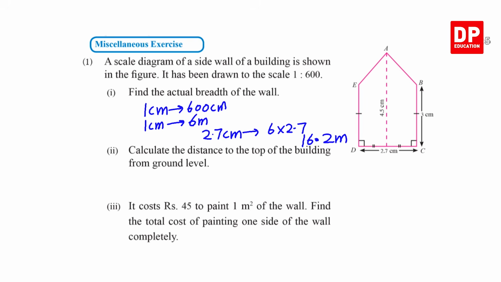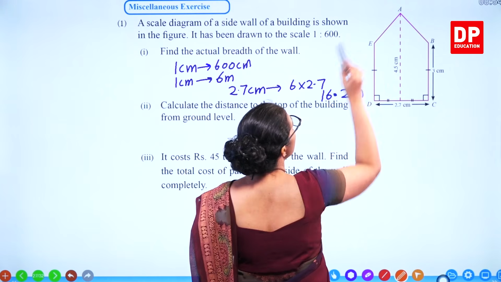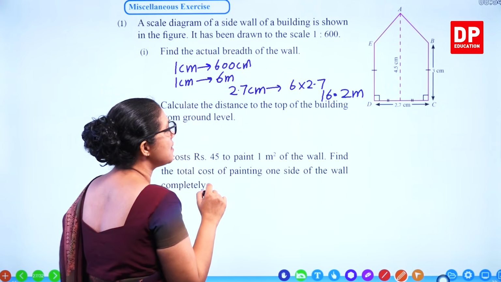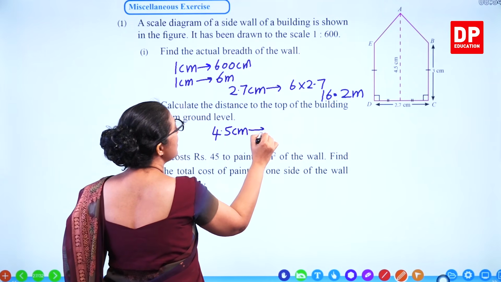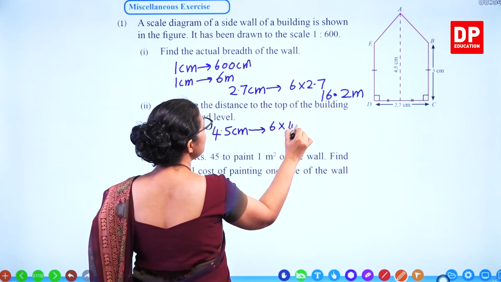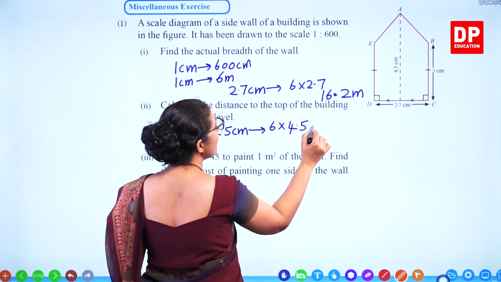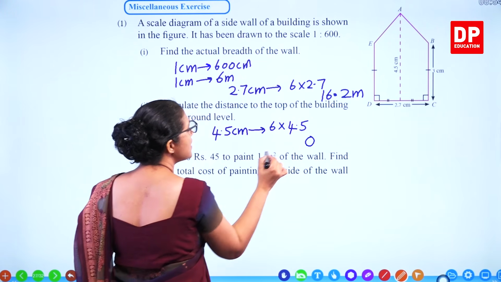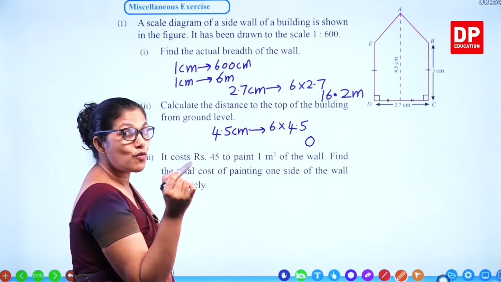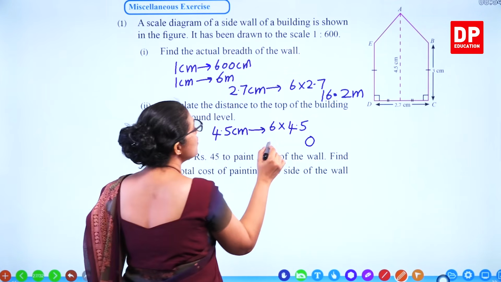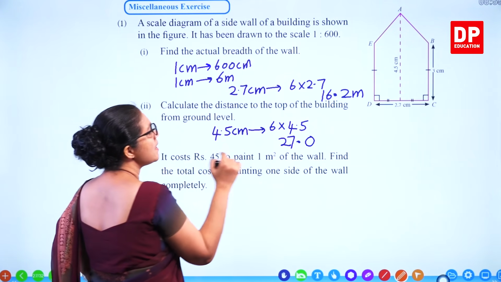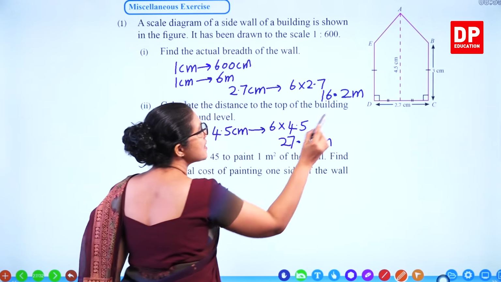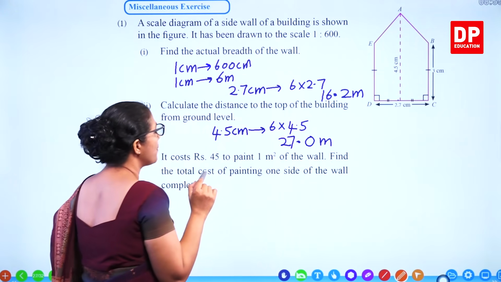Calculate the distance to the top of the building from ground level here to here. 4.5 centimeters. So 4.5 centimeters means multiply by 6. 6 times 5, 30. 3 remaining. 6 times 4, 24 plus 3, 27. So 27.0. 1 decimal place. So 27 meters here to the top.